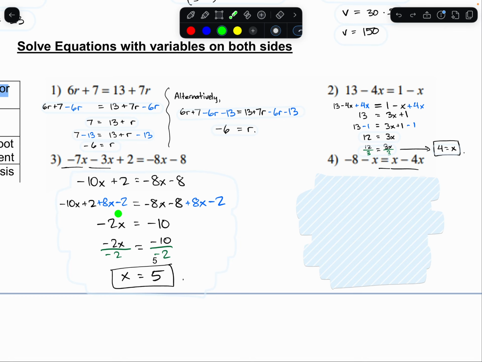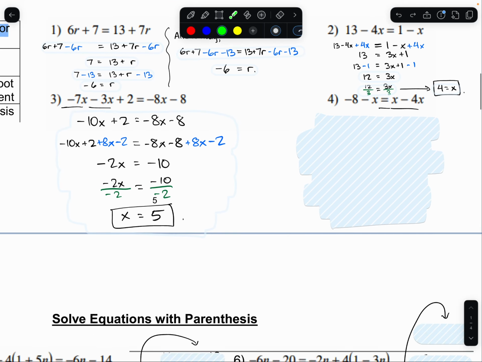So now, after combining like terms, we just have a term with x in it on the left, and we have a term that's a constant on the right side of the equation. What's happening to x? Well, it's being multiplied by negative 2. So we need to do the inverse of that, divide by negative 2, and we should be left with x equals 5. Here's number 4.